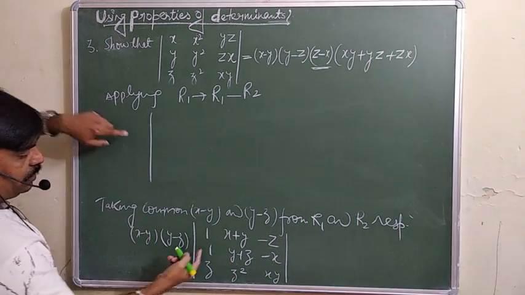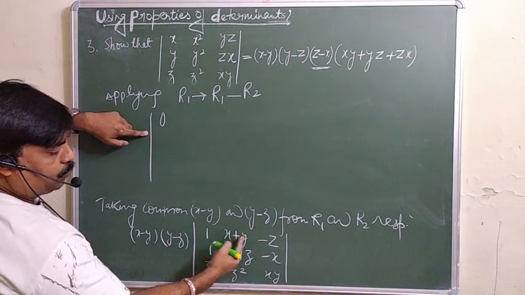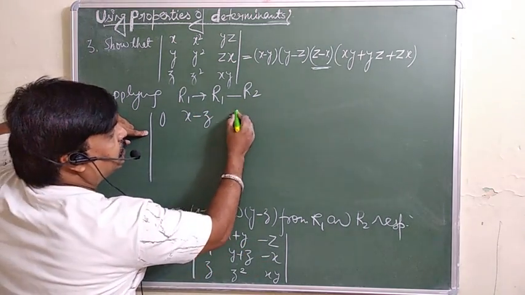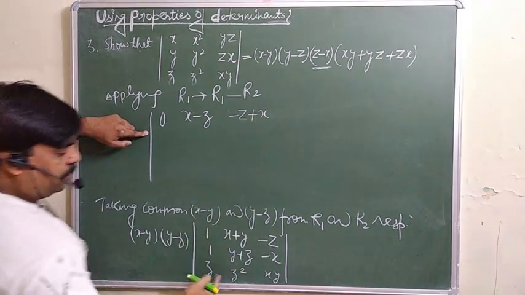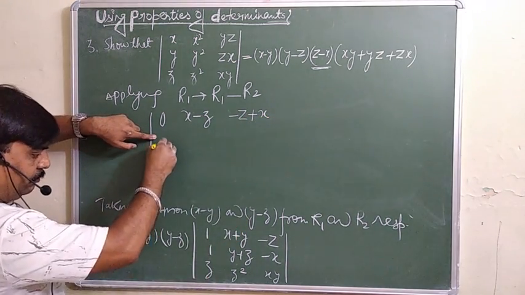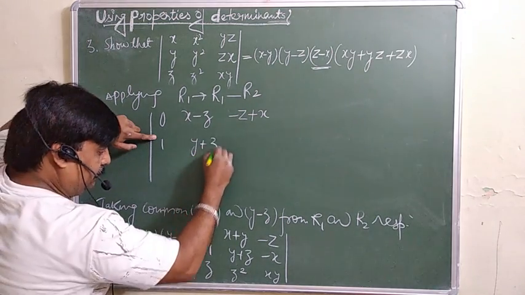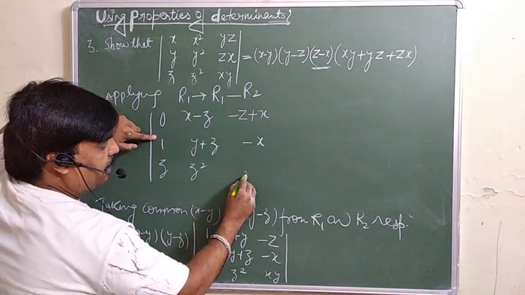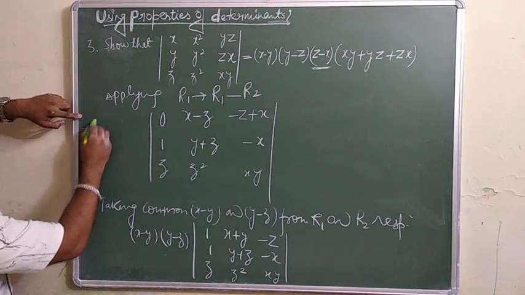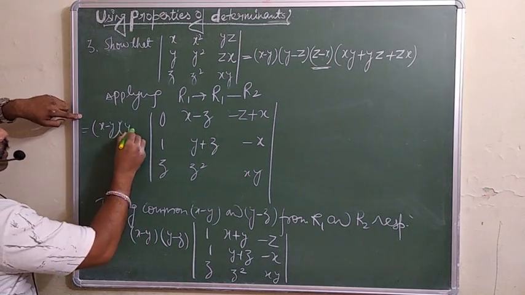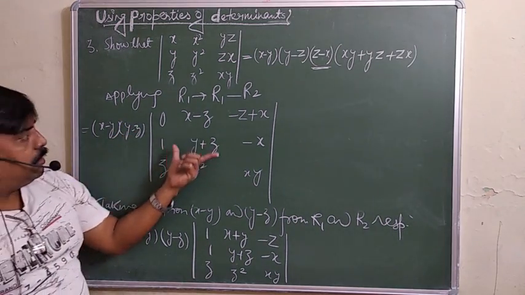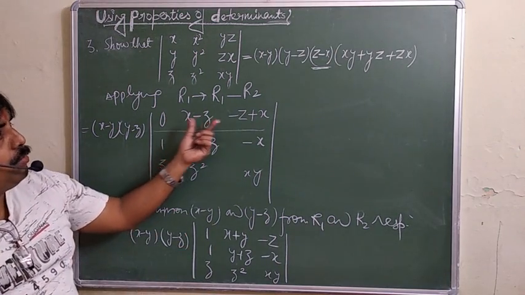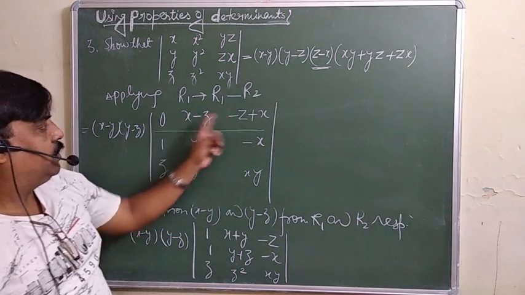So what you will get here: 1 minus 1 is 0. x plus y minus x, you will get... sorry, x plus y minus y plus z minus x gives x minus z here. Here is minus z, minus, so it will become a plus. Here, 1, y plus z minus x, z, z square, and xy. And x minus y and y minus z are already common. Now from the first row, again we can take out x minus z as common, or you can say z minus x you can take out as common. You can change the sign here.